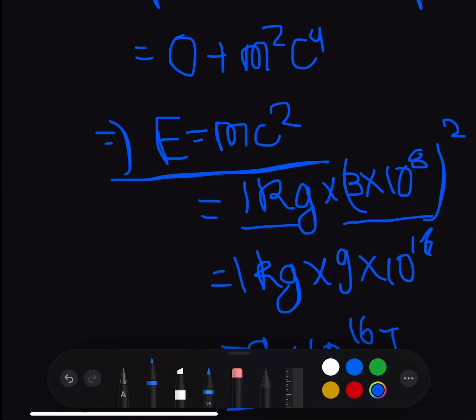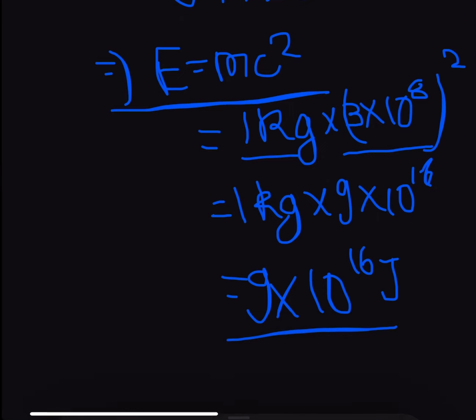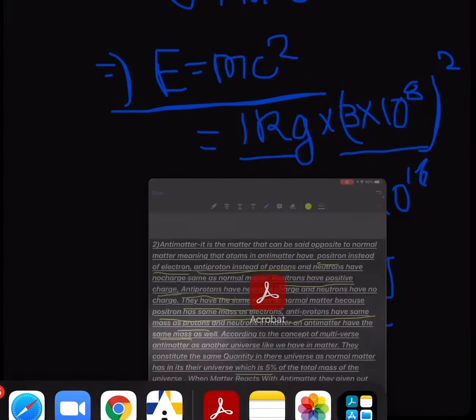Now let's assume that half a kg of matter and half a kg of antimatter are there, so the total mass is 1 kg. So 1 kg times the square of the speed of light, which is 1 kg times 9 times 10 to the power 16, which is 9 times 10 to the power 16 joules. This is the energy given out when half a kg of matter and antimatter combine. It's a huge number. Now let's go to dark matter.